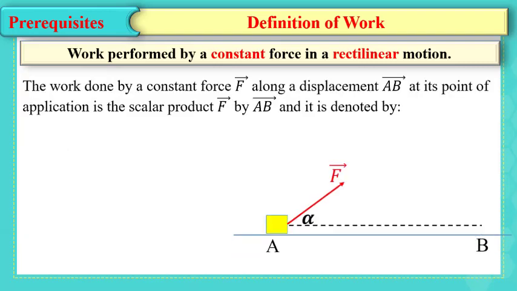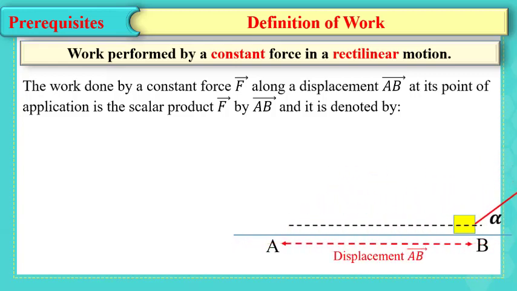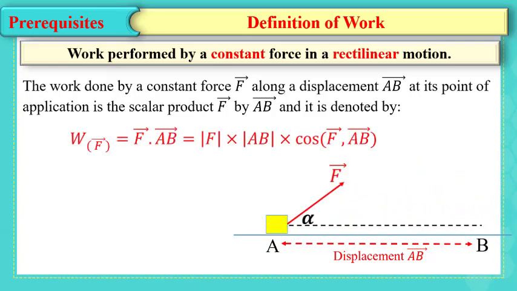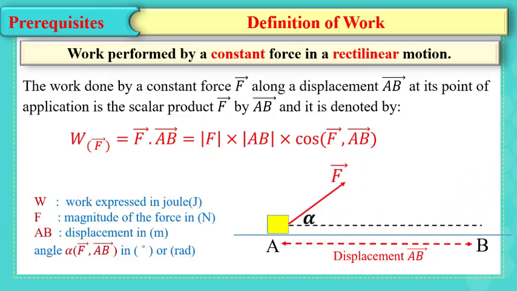Now, the work done by a constant force along a displacement AB at its point of application is the scalar product of the F vector by the AB vector, and it is denoted by F vector scalar product AB vector, which is F times AB times cosine of the angle between F and AB. The unit of work is joule, the unit of force is Newton, the unit of AB is meter, while the angle is in either degrees or radians.